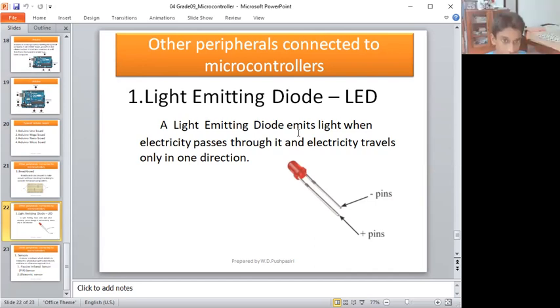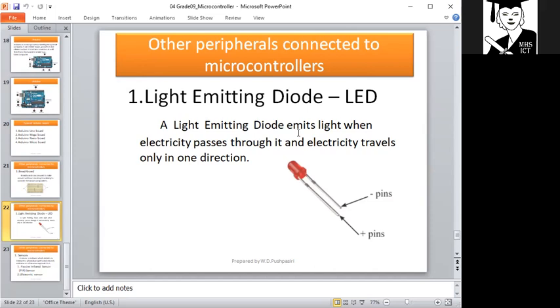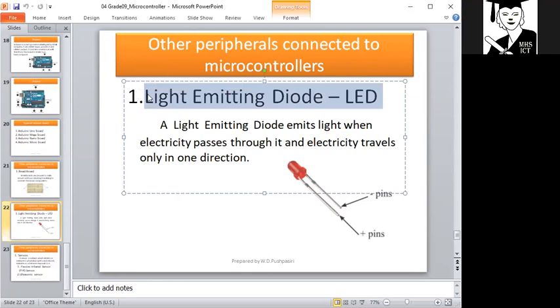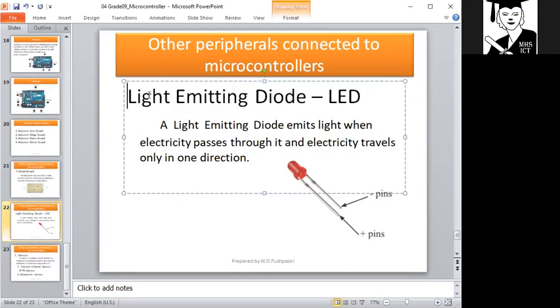So get the answer other peripherals connected to the microcontrollers. Here just put number 2. That was number 1, no? And this is number 2.